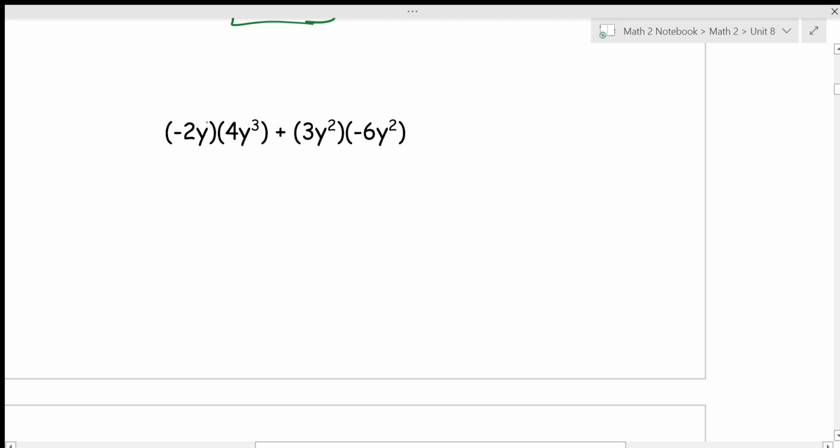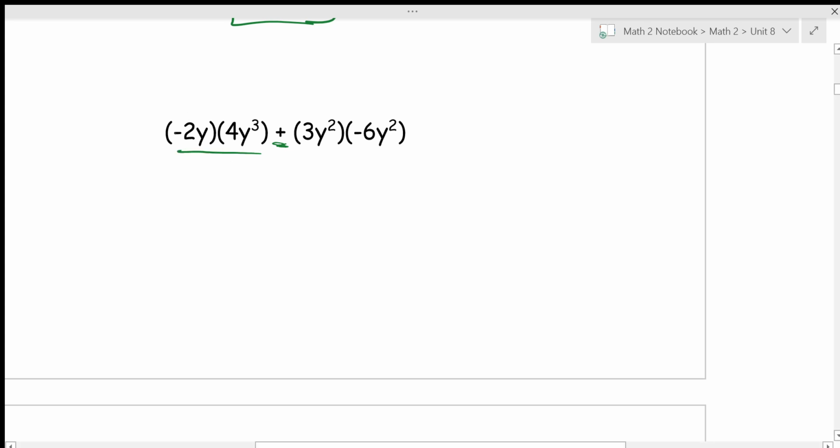Okay, here we have an addition in the middle. Take note of that because we can only add or subtract like terms. We can multiply or divide, whatever we want, but we can only add or subtract like terms. So we're going to do the first part of this expression first.